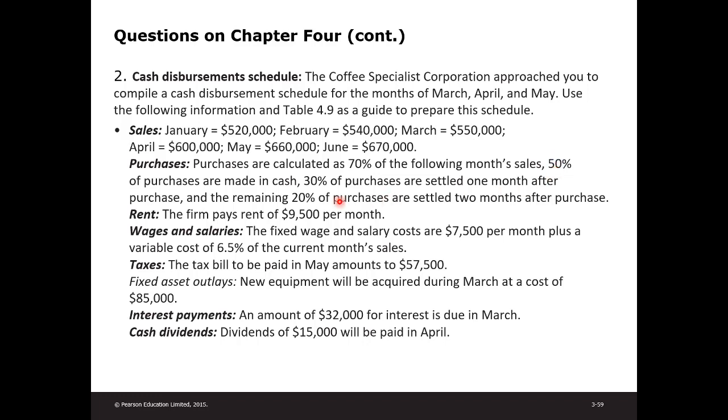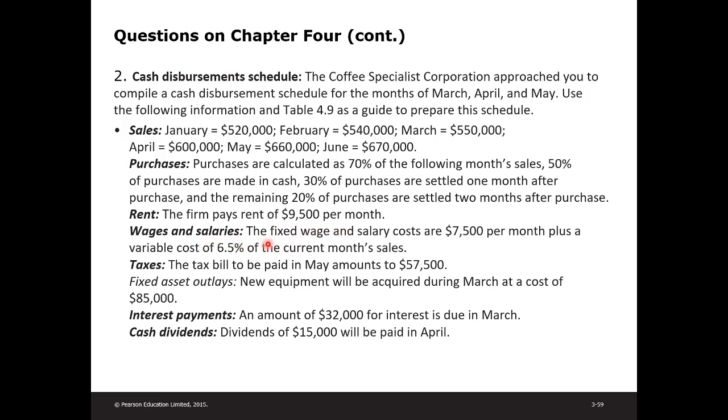Then 50% of the purchases, which will be calculated later, are made in cash, and 30% of purchases are settled after 1 month, and the remaining 20% will be settled 2 months after the purchase. So we have a 1 month lag and a 2 month lag for each purchase. Then we have rent paid of 9,500 per month, which is fixed every month.